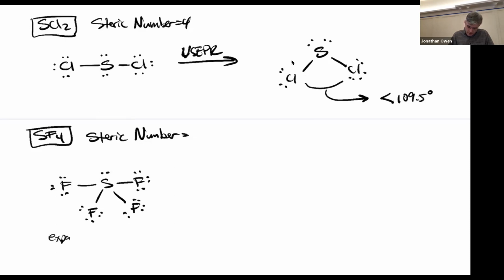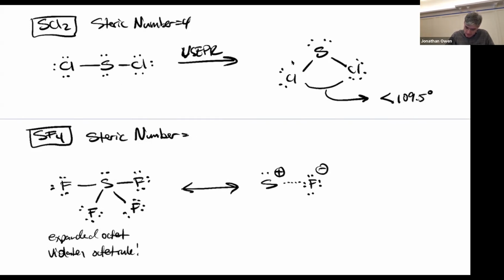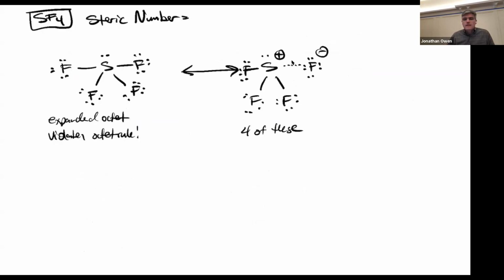This guy has an expanded octet. Don't draw that on your homework. Violates octet rule. So of course you can draw something that looks like this. And now we're down to an octet on sulfur. There are four of these natural resonance structures.